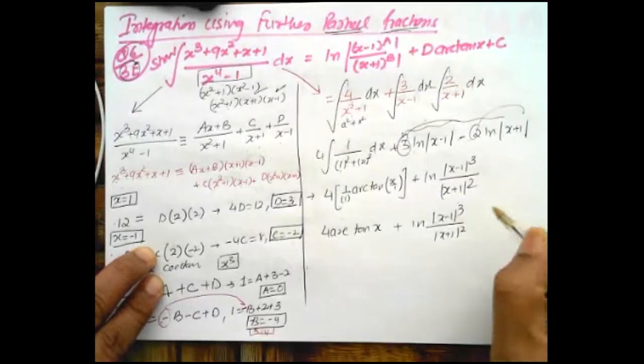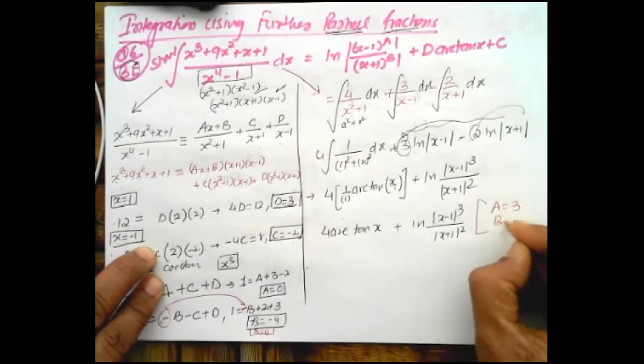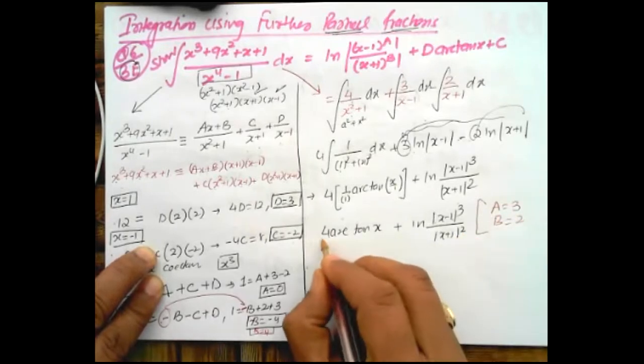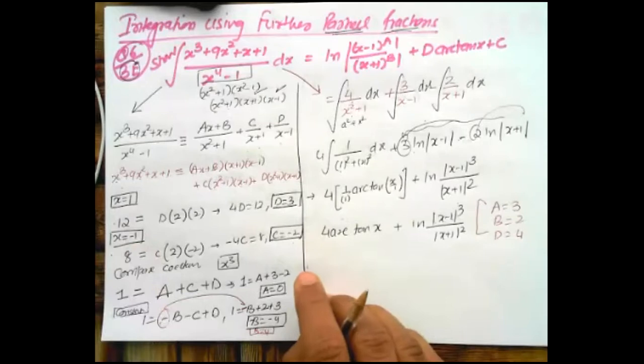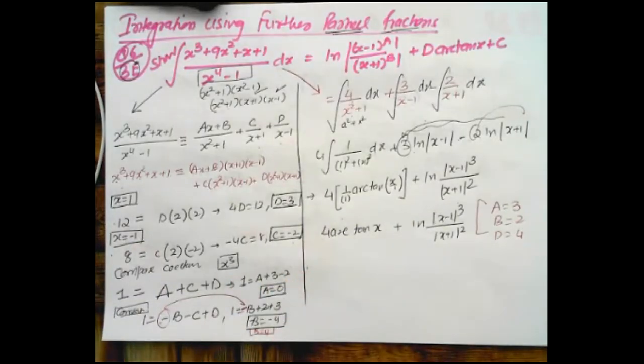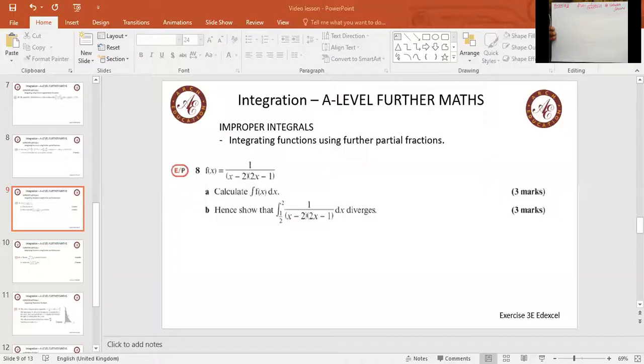Okay, so comparing this here, guys, I got my a is equal to 3, my b equals to this one, and d is equal to 4. Right, so I have been able to show this using partial fractions and one of the integration formulas which are given to me in the formula book.